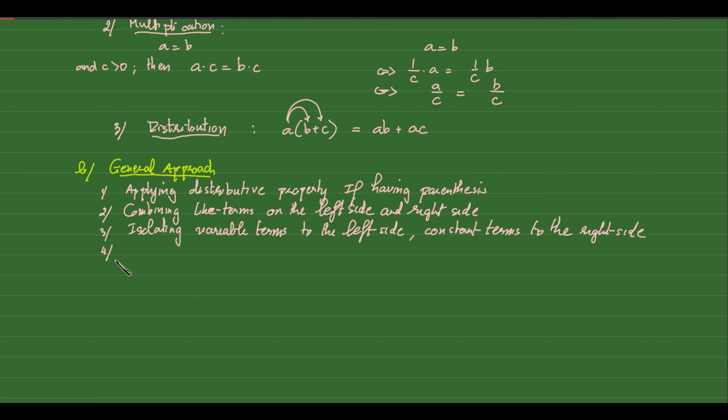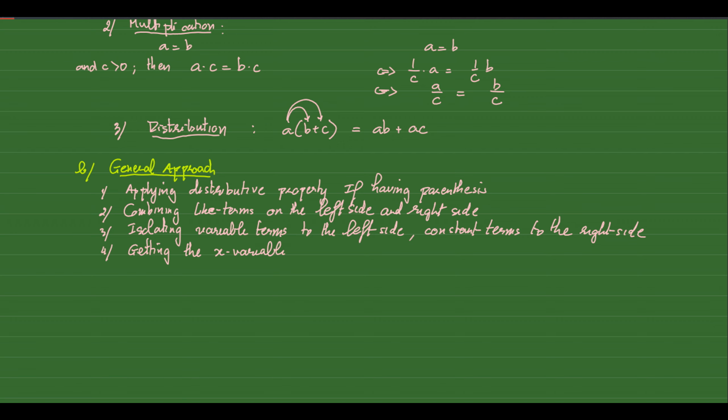And the last step is to, of course, apply the multiplication property: multiply both sides of the equation by the reciprocal of a number to get the x, this x variable.